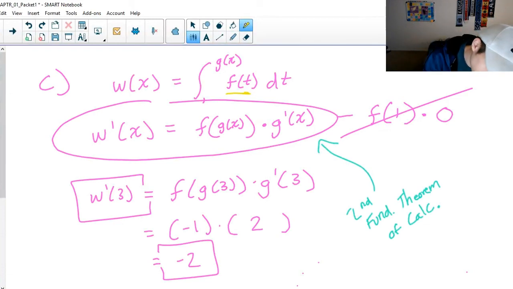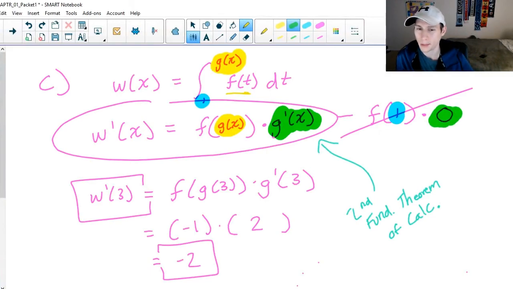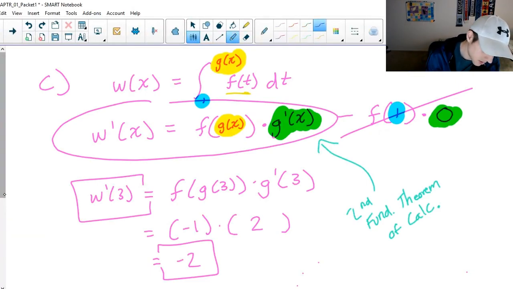Okay, but that is what happens. So that means we plug in the bounds. But then you also have to multiply by the derivative of each bound, because of chain rule. All right, so there's part C. It's been a while since we've done that.